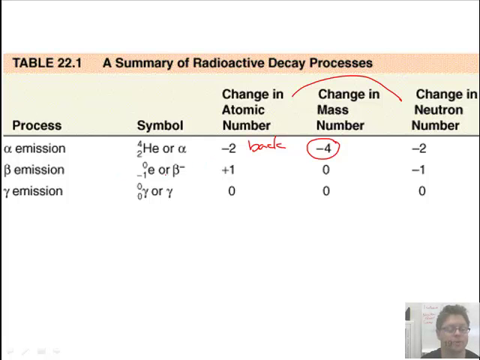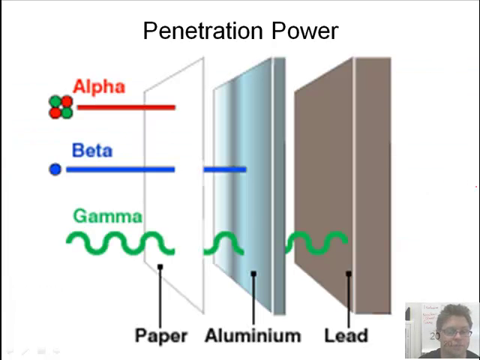A beta emission looks like this. The little e stands for an electron. So it's an electron that's leaving the nucleus. And +1, -1, and 0 change in mass. In a gamma emission, you got no changes in mass or in charge.